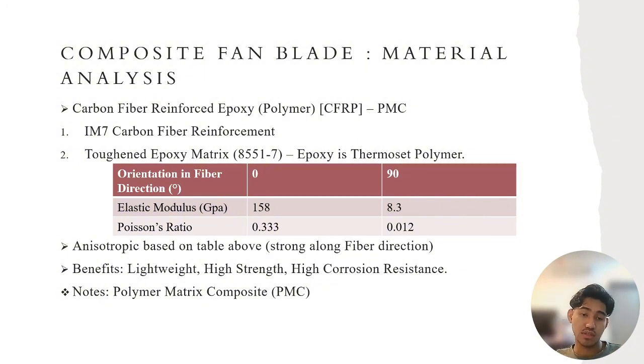So material analysis: carbon fiber reinforced epoxy polymer, CFRP, PMC, with IM7 carbon fiber reinforcement and a toughened epoxy matrix. Epoxy is a thermoset polymer. We can see there's a table here: orientation in fiber direction for elastic modulus in GPa, 158 to 8.3, Poisson's ratio 0.333 to 0.012. Now, anisotropic based on the table above, strong along the fiber direction. The benefits are lightweight, high strength, and high corrosion resistance. Please note, polymer matrix composite is also known as PMC.